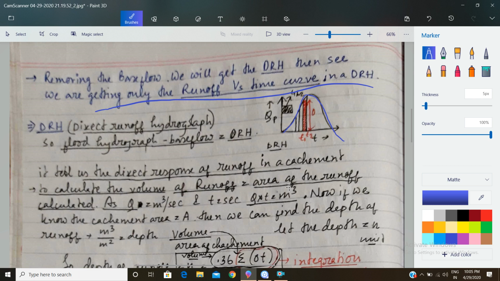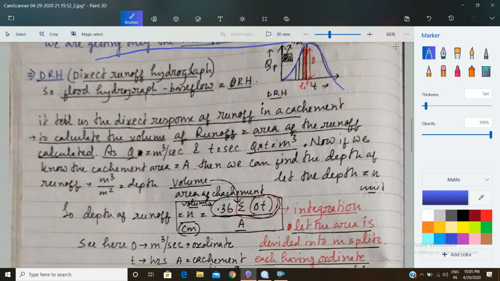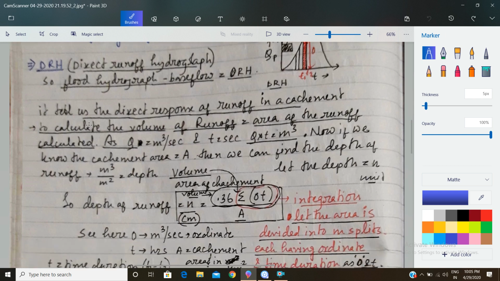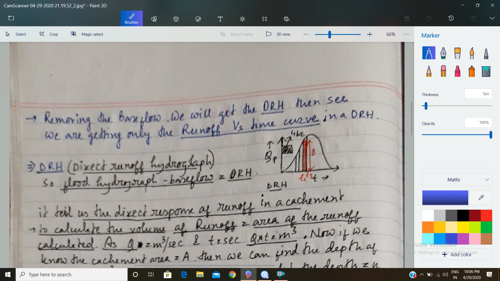To calculate the volume of runoff, this is quite important in the syllabus. You will face numericals regarding this frequently. To calculate the volume of the runoff, what do we need? We need the area of the direct runoff hydrograph diagram. Suppose this is the hydrograph given to you, and we need to calculate the volume of the runoff.